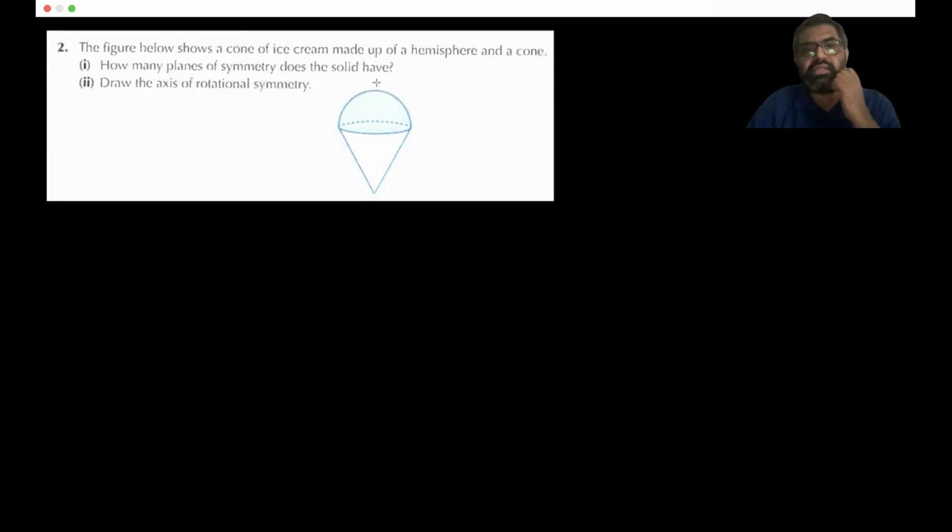Again, because of its symmetric, circular nature, we are going to have infinite planes of symmetry. If I draw this plane in 3D and keep on rotating it in this shape, as long as its central vertical line is passing through the center of the shape, it is going to be a plane of symmetry. So again, we have infinite planes of symmetry.